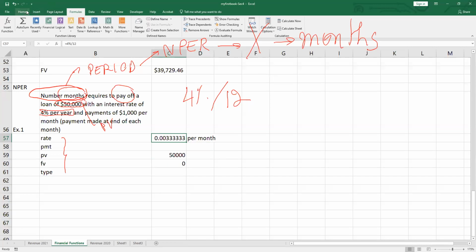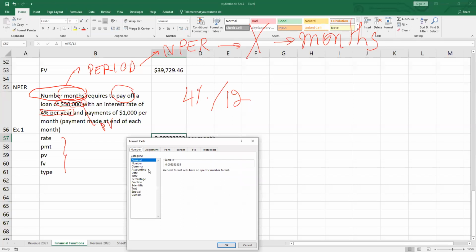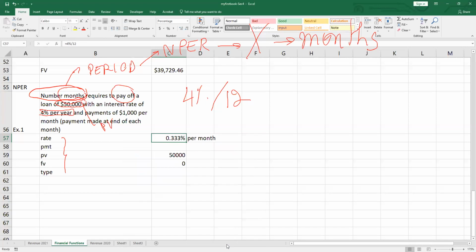Then I just change the format of the cells a bit to be percentage. Okay, this is percent per month. So now the next thing, payment of $1,000 per month. Payment of $1,000 per month.